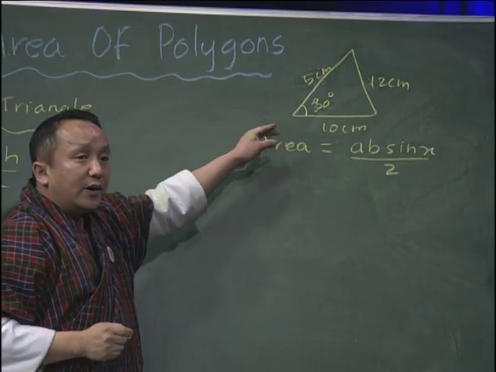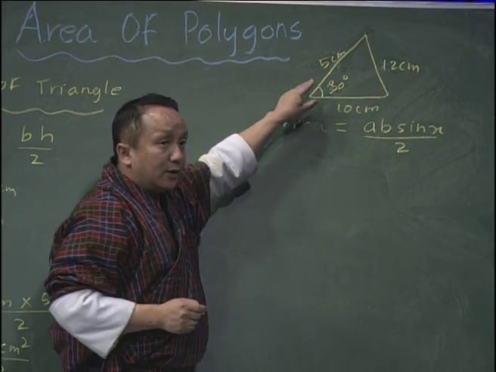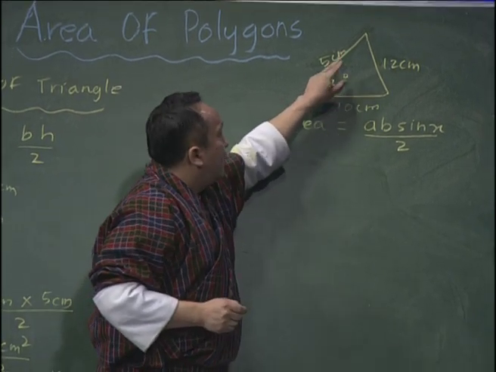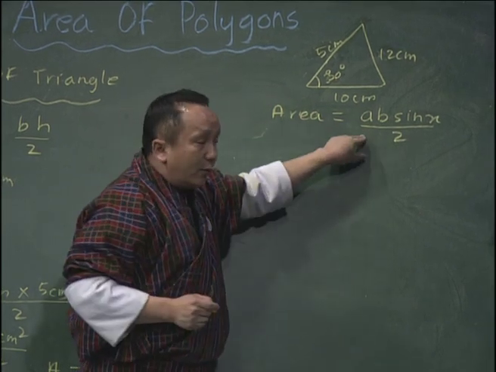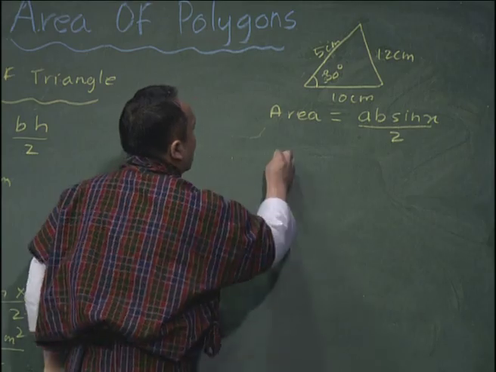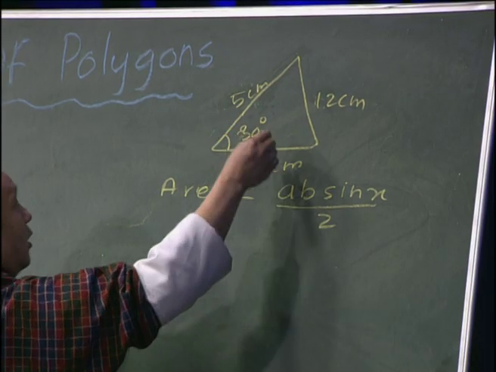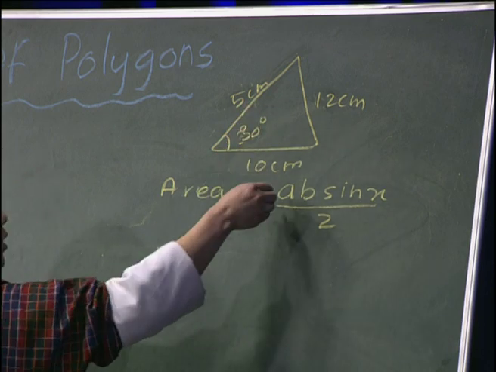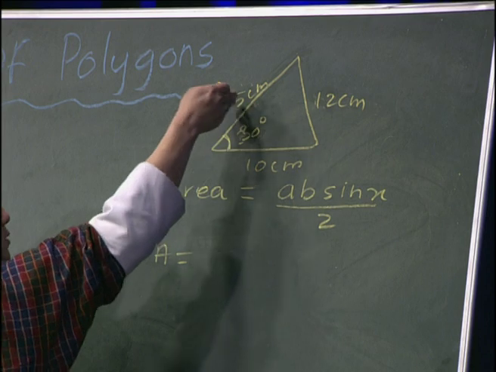Now since we have 30 degrees here, and height is not given, since height is not provided, we can determine the area of the triangle using the second formula, which is AB sin x divided by 2. So area is equal to, what is A? A is the shorter side. Now we have 3 dimensions. So A, now you have to consider this angle. So these are the 2 sides. Which is shorter? 5 centimeters.